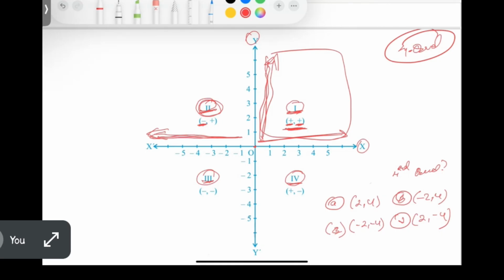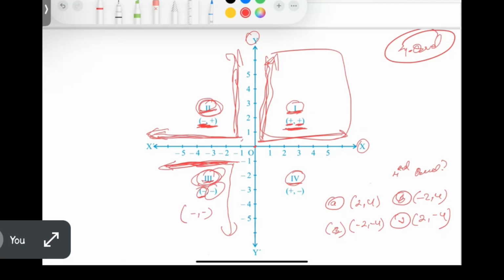Now in the second quadrant x will be negative but y will be positive. Why is y positive? Because it is above the origin, and y is always positive on this side. But in the third quadrant, x is also negative because this side is to the left of the origin, and below the origin y is negative, so x is negative and y is also negative in the third quadrant.